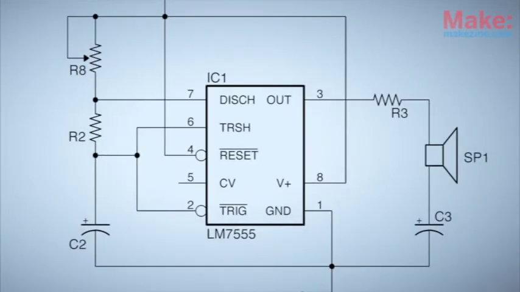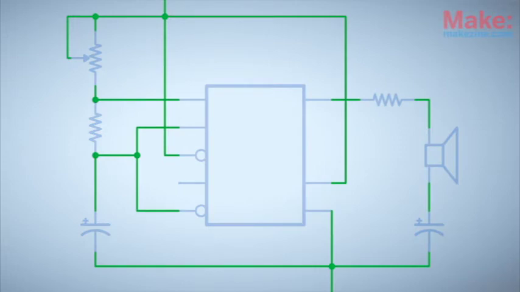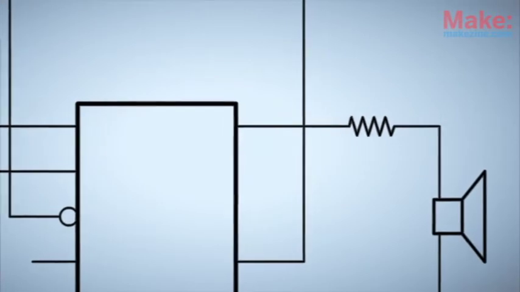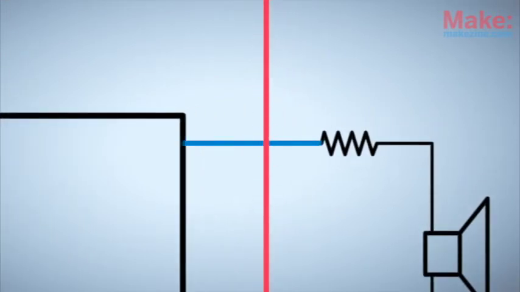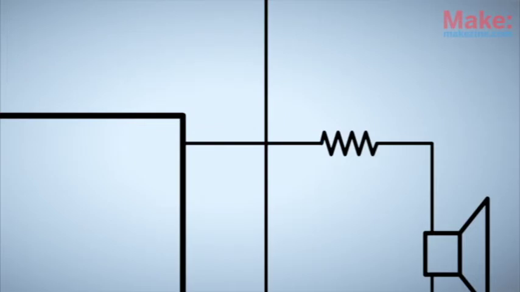Each symbol in a schematic represents a physical component, and each line represents a wire or conductive trace that connects the components together. Because a lot of different connections need to be shown, you'll often see two lines cross one another, but this doesn't mean they're connected. If they were, a dot would be used to illustrate the junction between them. So yeah, no dot, no connection.